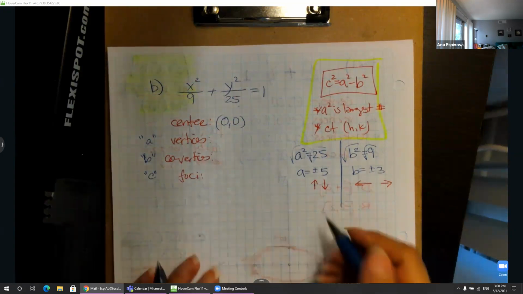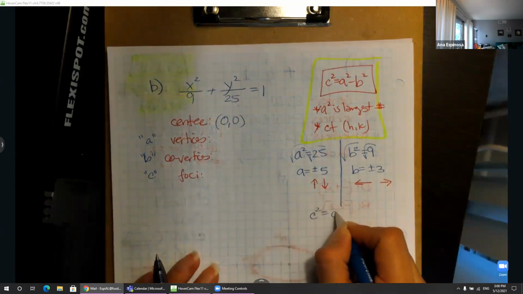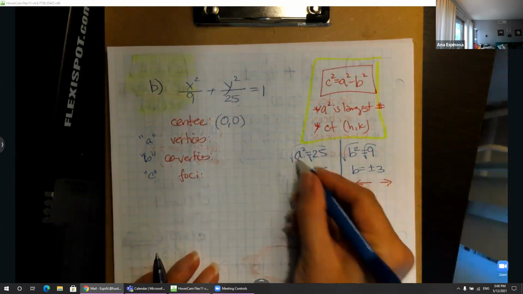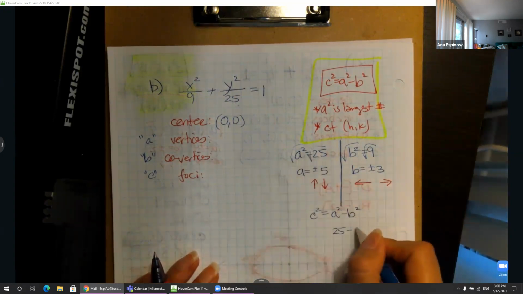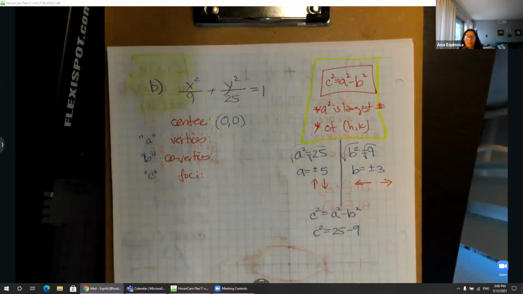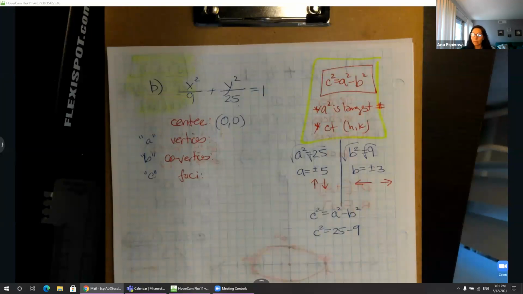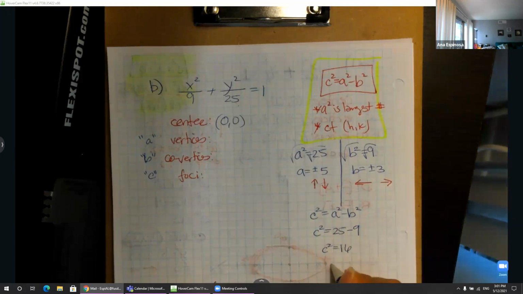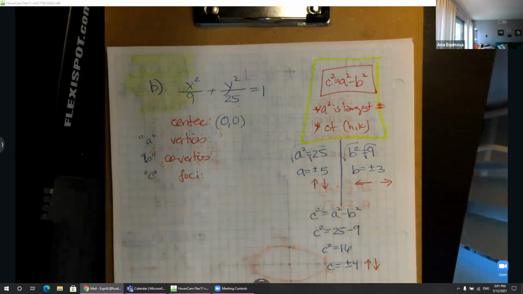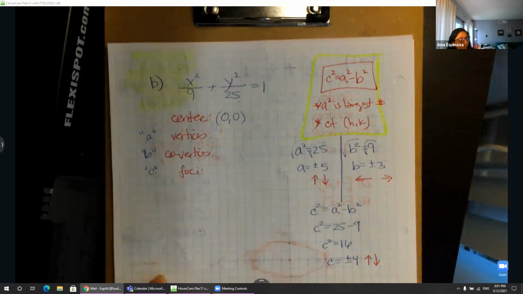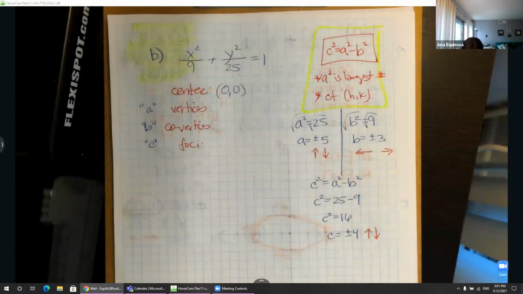The other thing is now finding C. So C squared equals A squared minus B squared. A squared was 25 and B squared was 9. How is that going to run? It's going to run in the same direction as the A, okay? So always note that it's going to run in the same direction as A because A is the longest. A is definitely the longest, okay? So that's 16, therefore C is plus or minus 4, and that's going to run up, down. From the center, always from the center. Okay, I'm done. That's pretty much it.